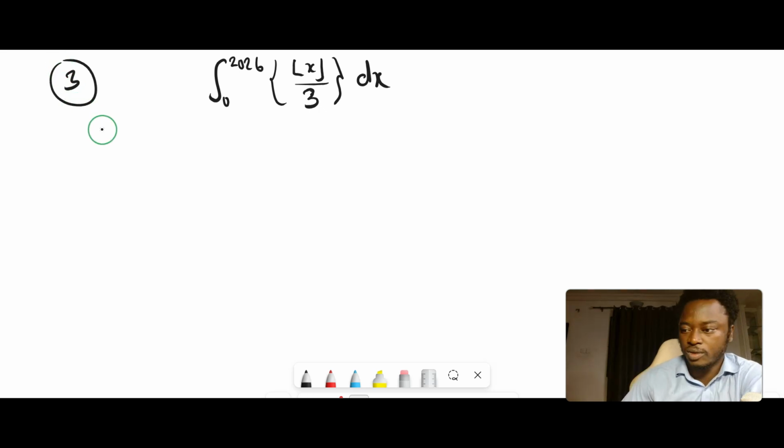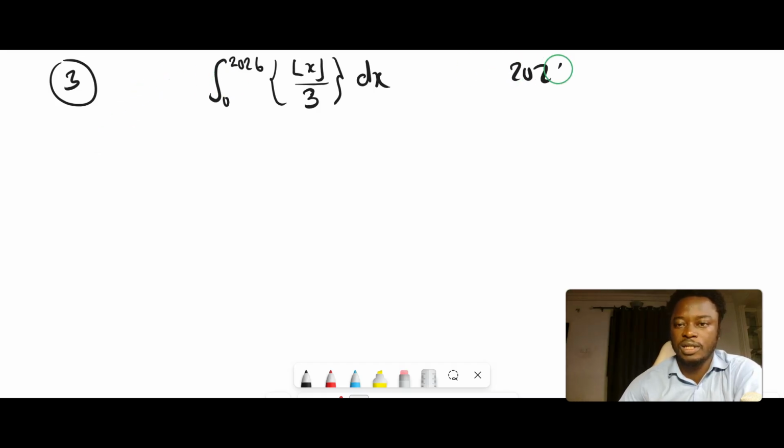Hello everyone. Welcome back to the 2026 MRT Integration B exam, and this is problem 3 on our hand. We're required to compute the integral from 0 to 2026 of the fractional part of the floor of x dx.